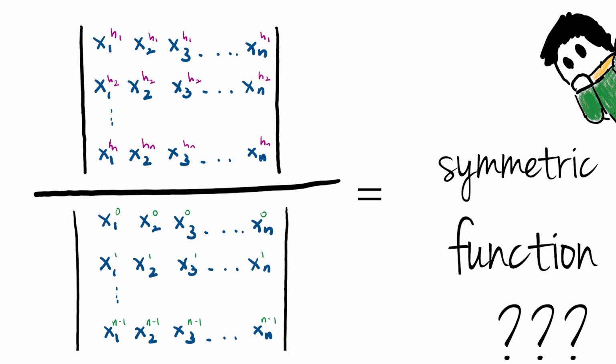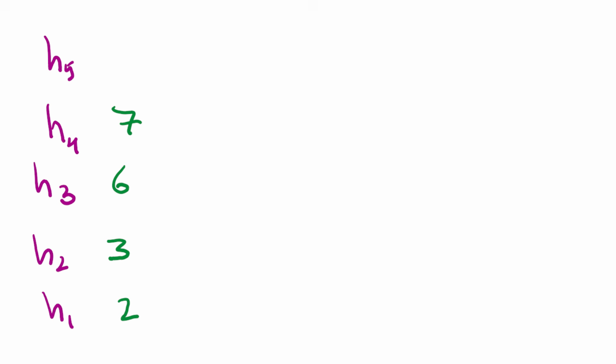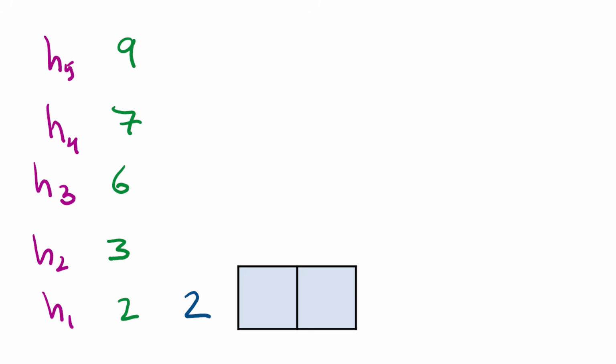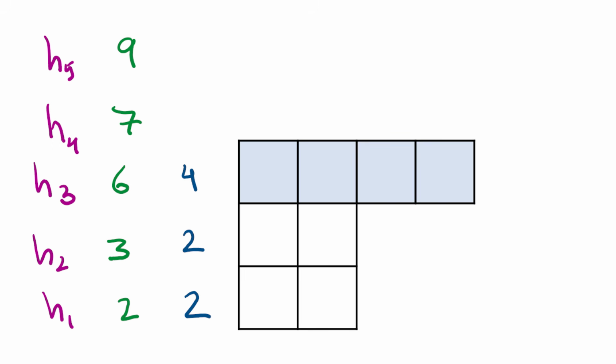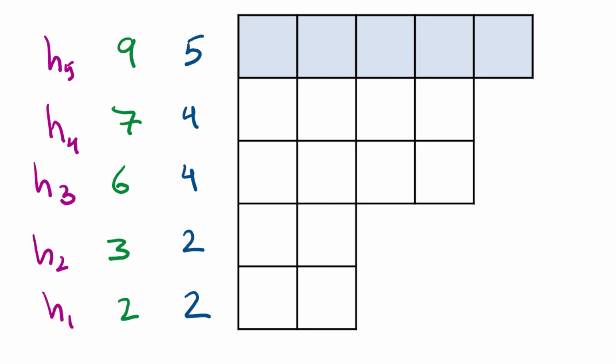So what is the symmetric function that we get by dividing these two determinants? Hang on tight. I'm going to give you the answer without proof. But gosh, is it beautiful. I'll use the example where the values of h1, h2, h3, h4, and h5 are 2, 3, 6, 7, and 9 respectively. First step, we start by laying h1 boxes. Then we place h2 minus 1 boxes above it. Then h3 minus 2 boxes above that. Then h4 minus 3 boxes. And finally in the top row, we place h5 minus 4 boxes.